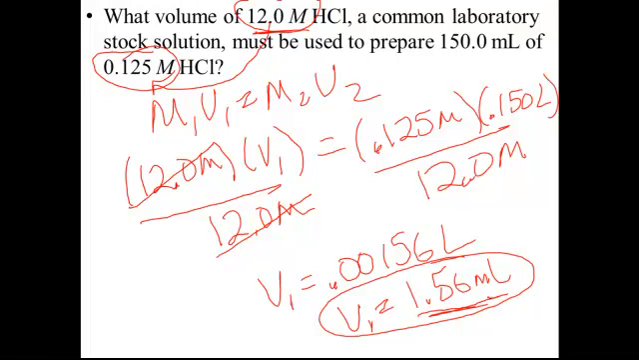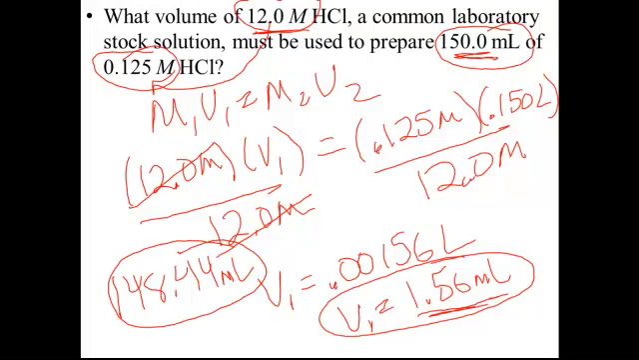So we're going to take our 1.56 milliliters and then we're going to add a ton of water, aren't we? We're going to take 150 milliliters of the whole solution, subtract the 1.56, and I think that leaves us with 148.44 milliliters of water. So we've got almost all water and just this little tiny bit of concentrated acid that we added to it. And then we have created our solution. We've created 150 milliliters of 0.125 molar HCl.